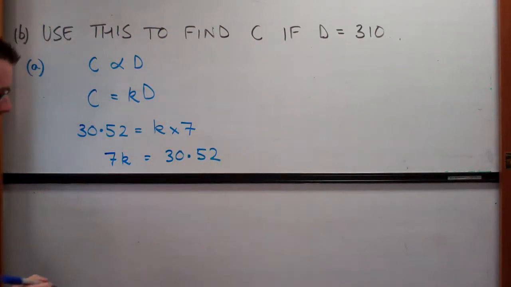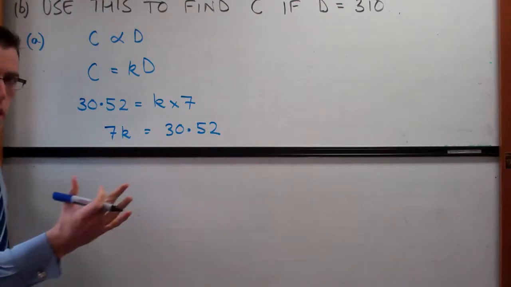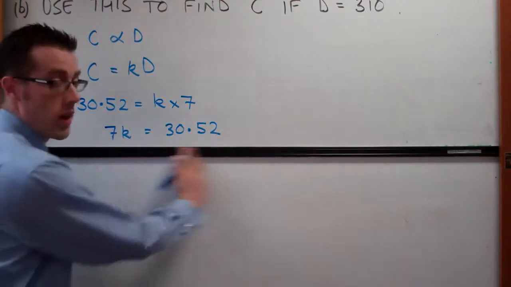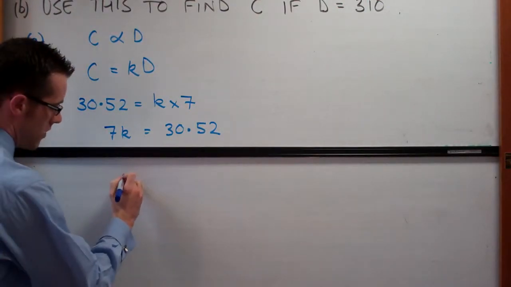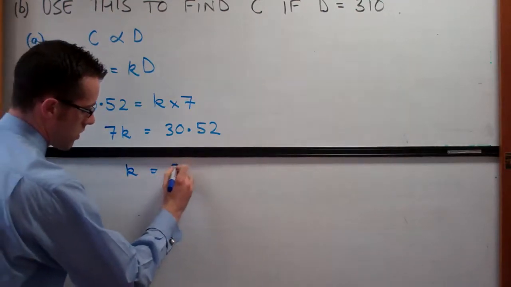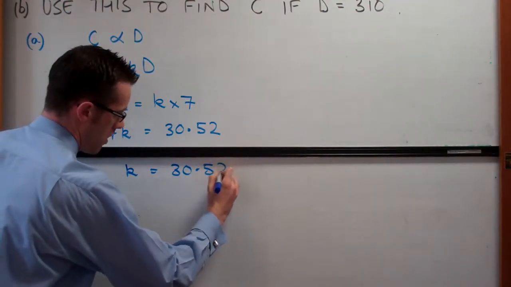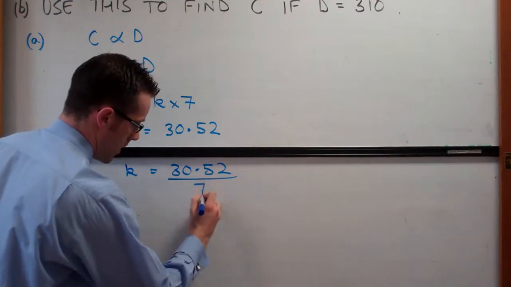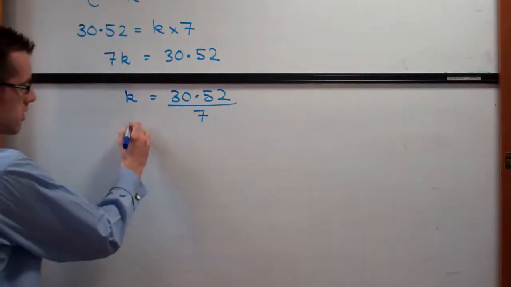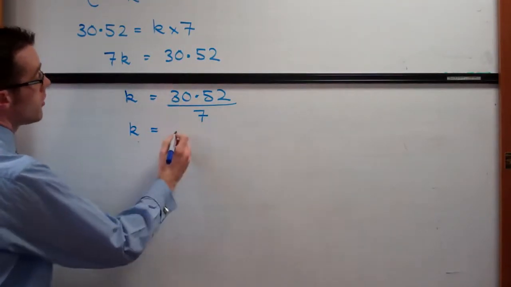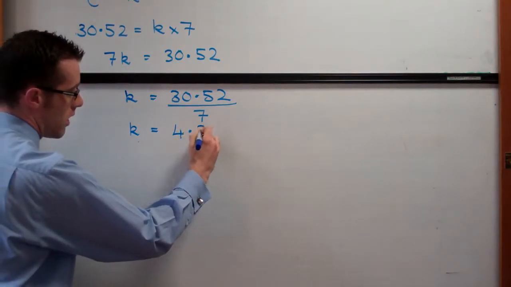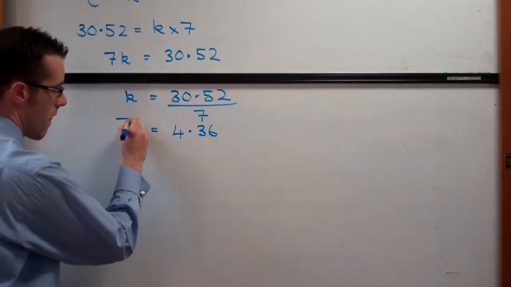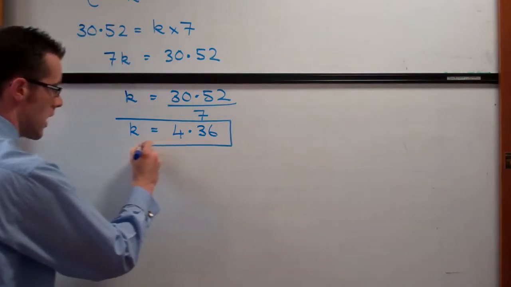equals £30.52. So we know from our algebra knowledge, all we need to do now, excuse the black line in the middle, is we have to divide by 7. So K equals £30.52 divided by 7. So that means that our value for K is 4.36. Okay, so where does that leave us then?